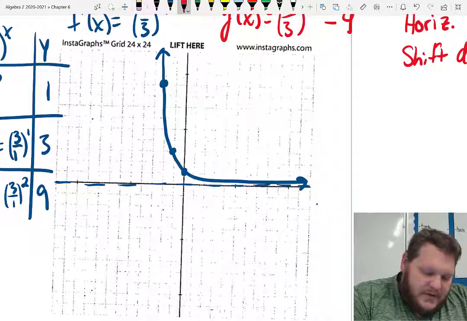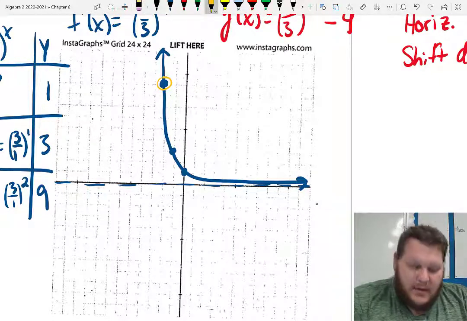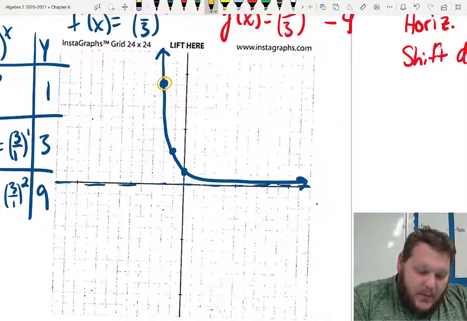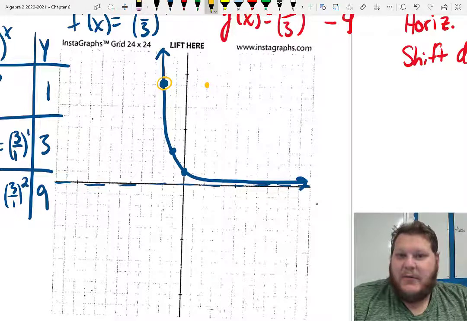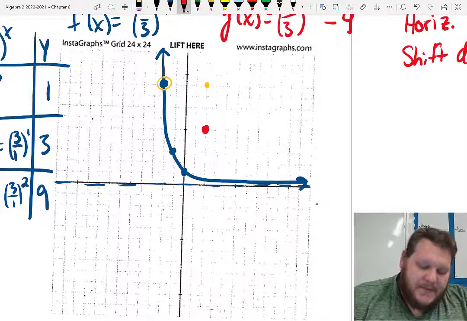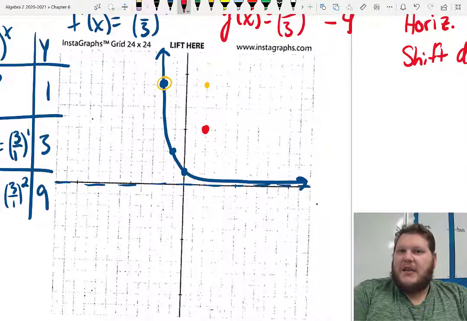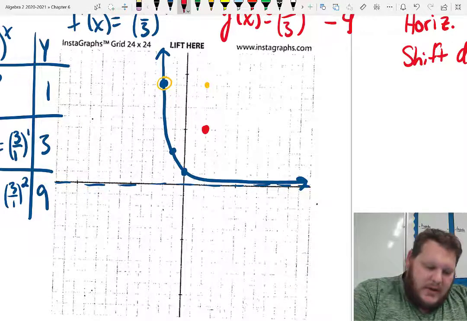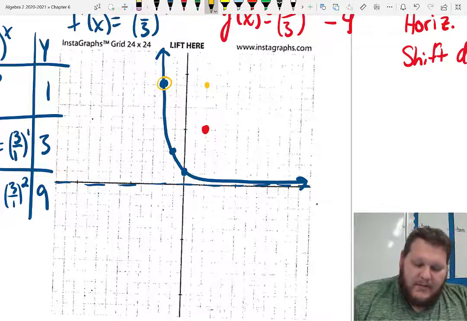For this first point, I'm going to circle it in yellow here. For this point that I'm going to be moving, if I reflected over the y-axis, it would put it right here. But then I still have to shift it down 4 units. So down 1, 2, 3, 4 is this point right here, and I'm going to do that in red. That's my final point. So the yellow is our reflection part, and then we shift down and finalize it in red.